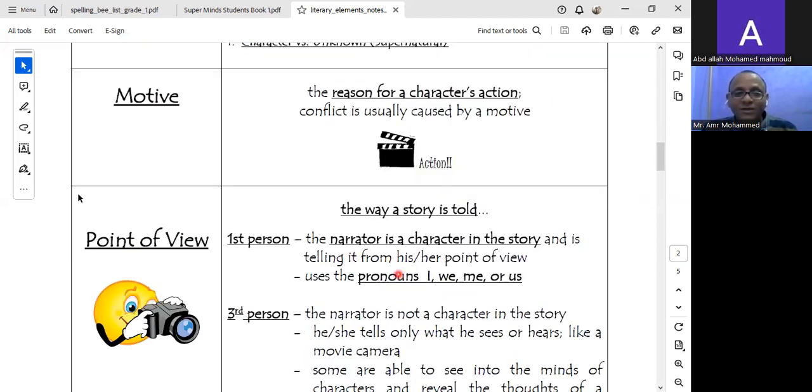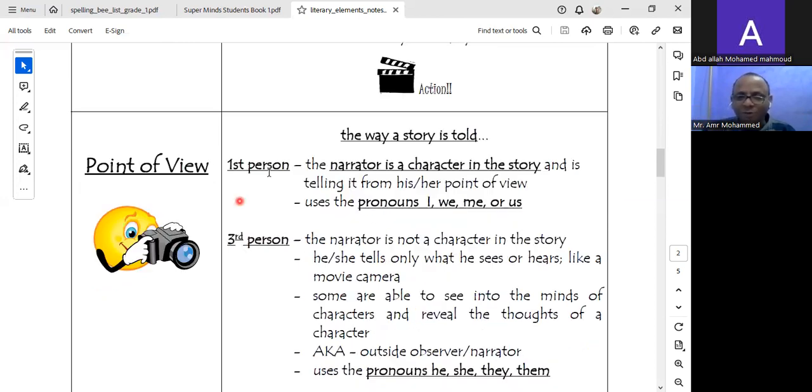Okay, what is the motive? The reason for a character's action or the character conflict is usually caused by a certain motive or a certain action. What is the point of view?